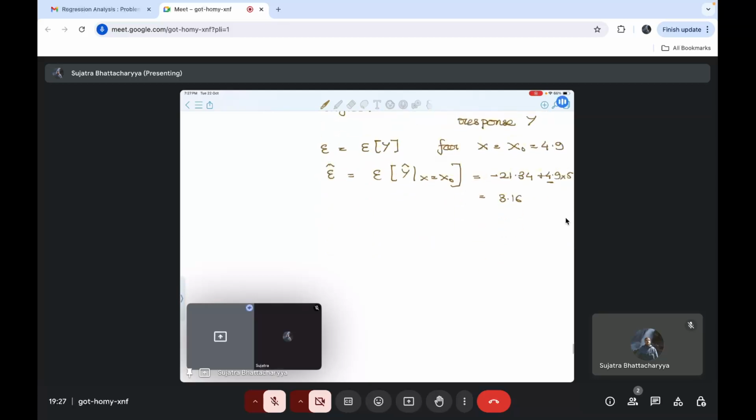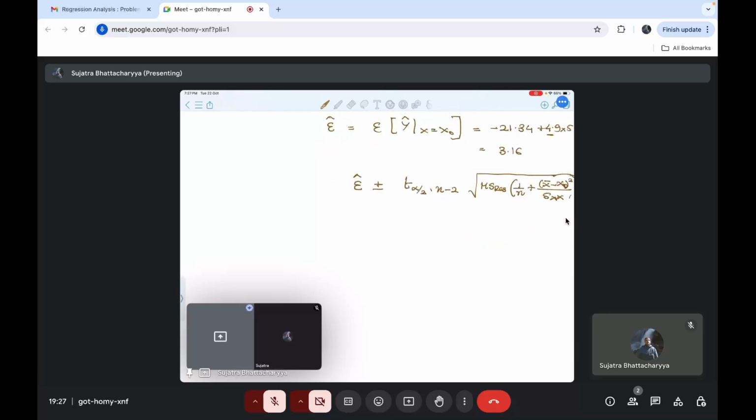We know that the confidence interval is y hat plus minus t of alpha by 2, n minus 2, times root of MS residual into (1/n plus (x bar minus x naught) whole square divided by Sxx). That's all. Let us see x bar minus x naught, which is 5.3 minus 4.9, which is 0.4. So as you can see, the second term is very, very small.